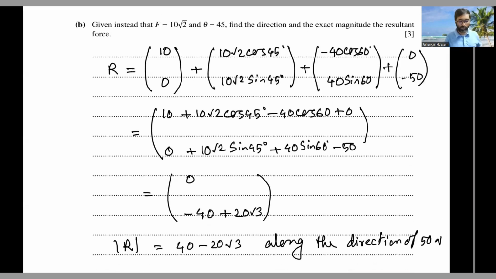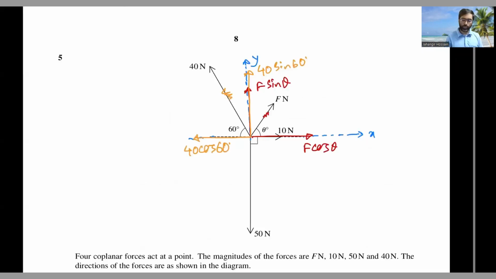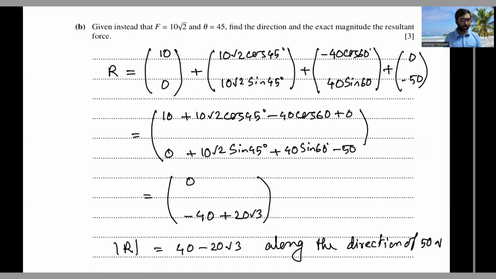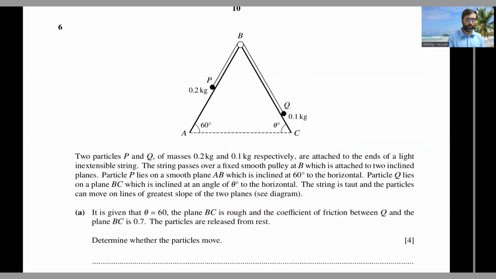The x component of the resultant is 0, that's why the resultant acts vertically, and the y component of the resultant is negative, so it acts vertically downward, that is, along the direction of the 50 Newton force. The 50 Newton force was vertically downward, and the resultant is also downward. The magnitude of the resultant is 40 plus 20 root 3. Okay, that's it for this part.